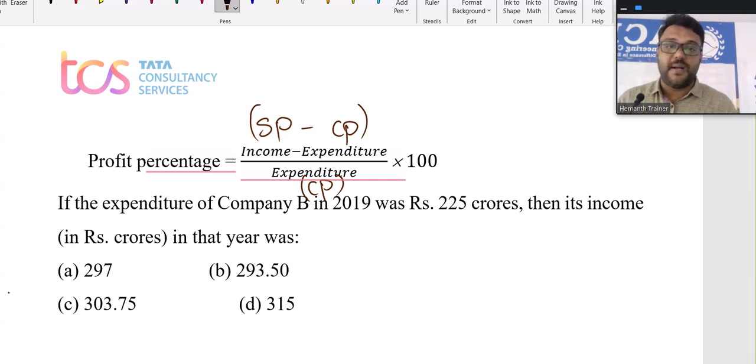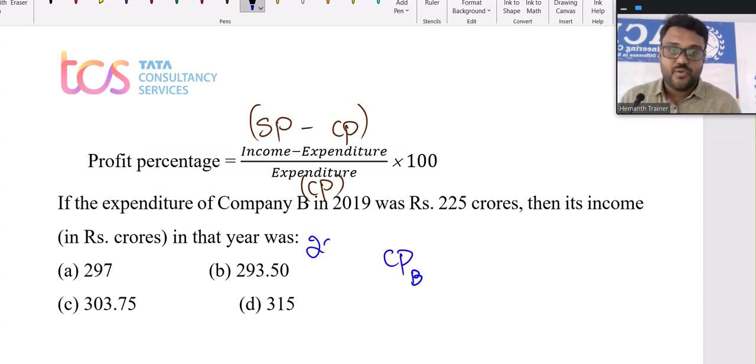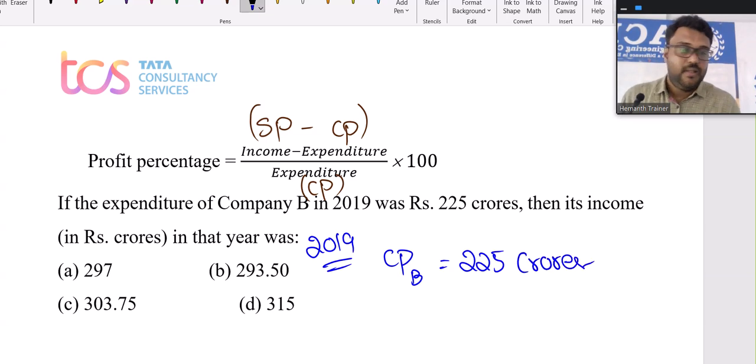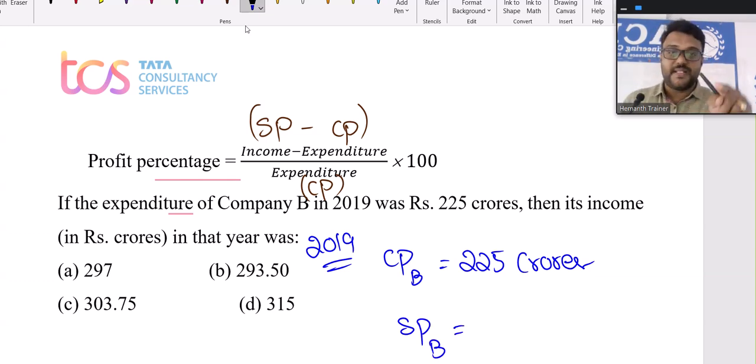See, expenditure of company B in 2019 was. So expenditure means is it selling price or cost price? So the cost price of B in which year? 2019 is how much? 225 crores. Now what are they asking? Income. Income means selling price of B in 2019 only. They did not mention it is in the same year.